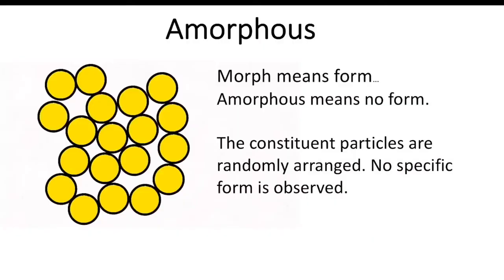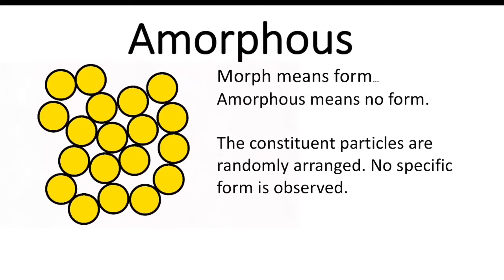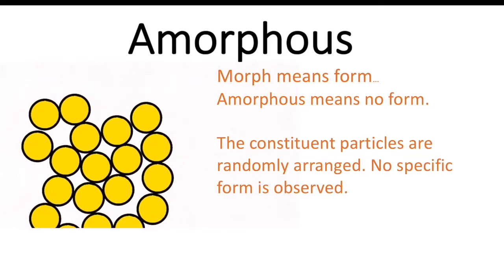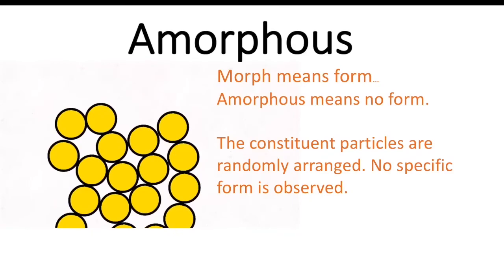Let's discuss amorphous. As the name suggests, morph means form. Amorph means no specific form. The constituent particles are arranged randomly, that is, the arrangement is not organized. Because they are not organized properly, they have no specific shape. The range order is short.